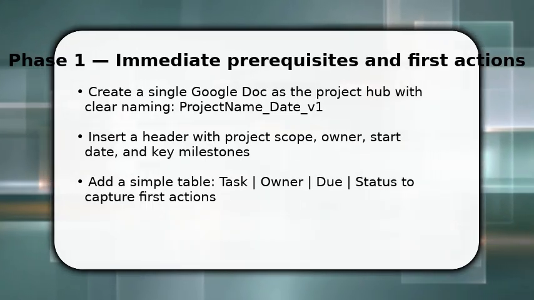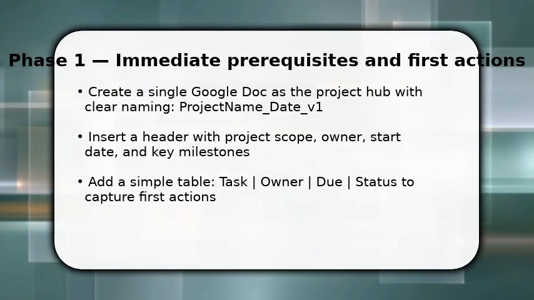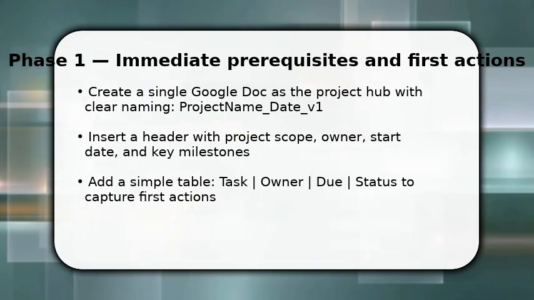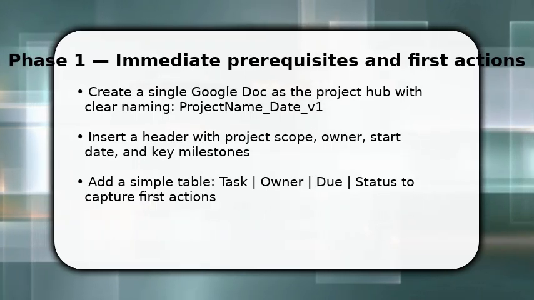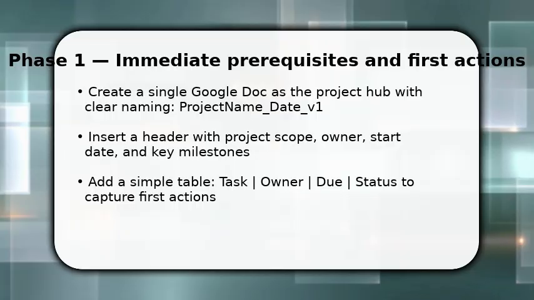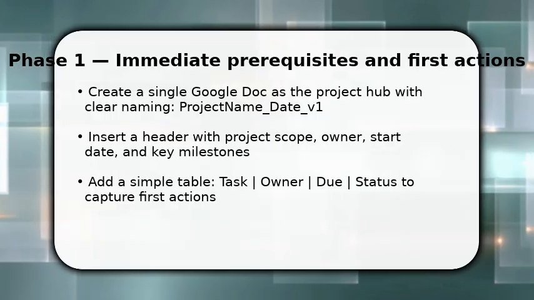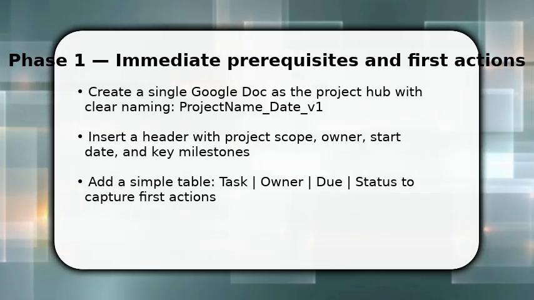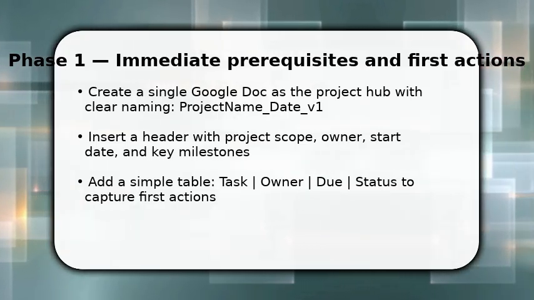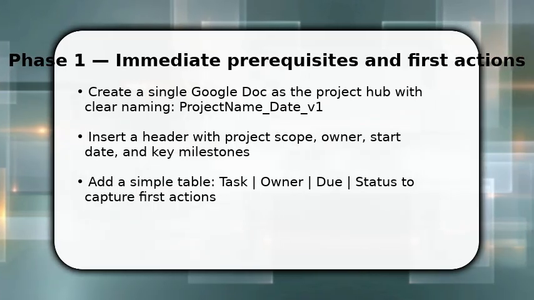You begin by making one central Google Doc for the project. This is your hub. Start with a concise header that states scope, owner, start date, and top milestones so everyone knows context. Next, add a table with task, owner, due, and status columns. This gives immediate structure and a place to capture the first actionable items. Once done, assign one person to keep the doc updated and share edit access with the core team to prevent version chaos.